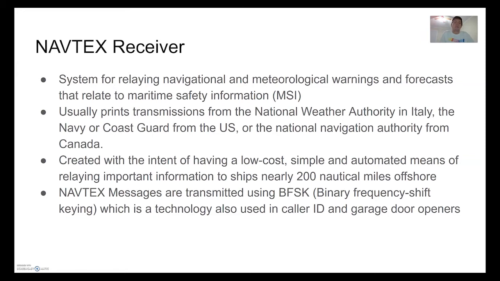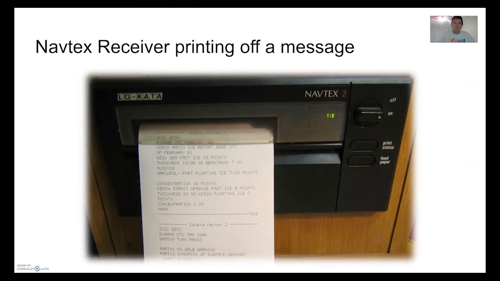The NAVTEX messages are transmitted using BFSK, which is binary frequency shift keying, a technology also used in caller ID and garage door openers. This is a picture of a NAVTEX receiver printing off a message. For example, if a weather service was to issue something, this is what it would look like.